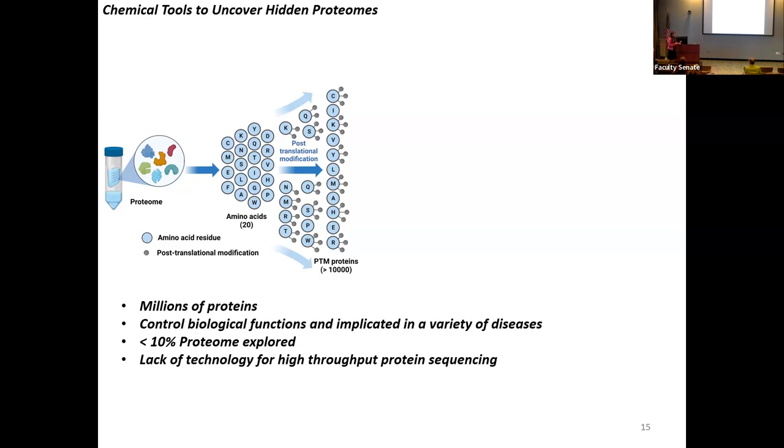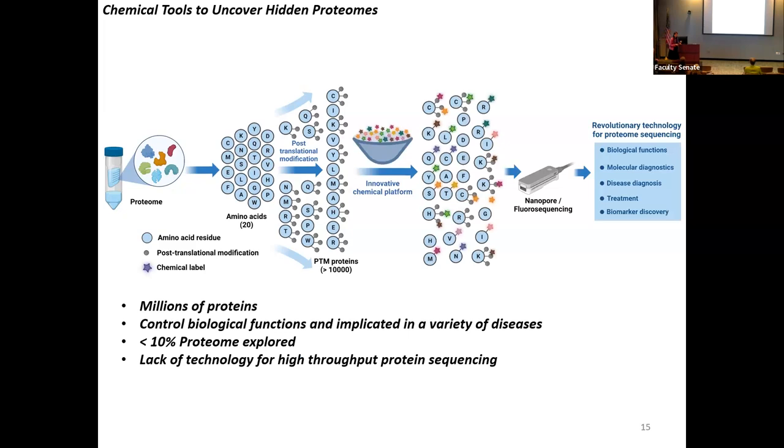And that's exactly the goal of this technology: to develop an innovative chemical platform by which we can modify these amino acids and post-translational modifications, use these tools, nanopores and fluorosequencing, and then develop this revolutionary technology of protein sequencing, which will transform various fields, including public health, life sciences, biology, and medicine. Because it will advance our knowledge of the functions of life, in molecular diagnostics we can identify different disease stages, and it would lead to the discovery of new protein biomarkers. And once we know the function of a protein and what it looks like, we can discover new treatments for those diseases.